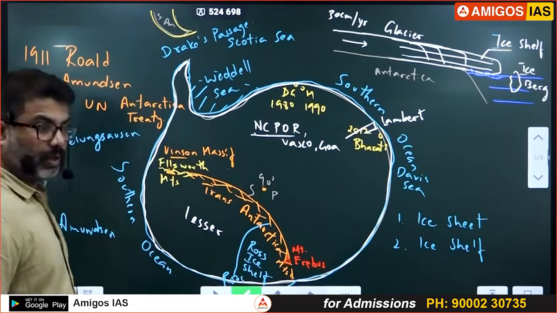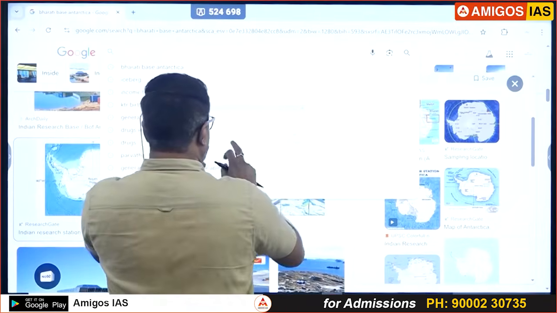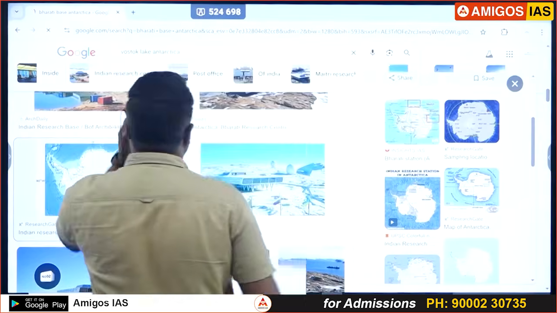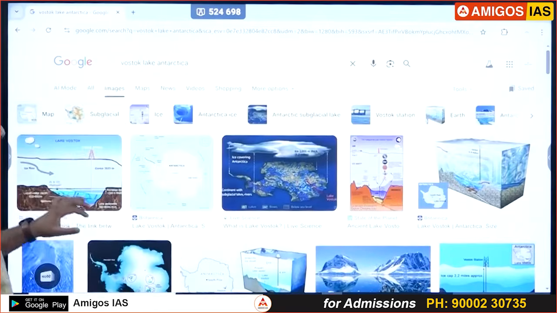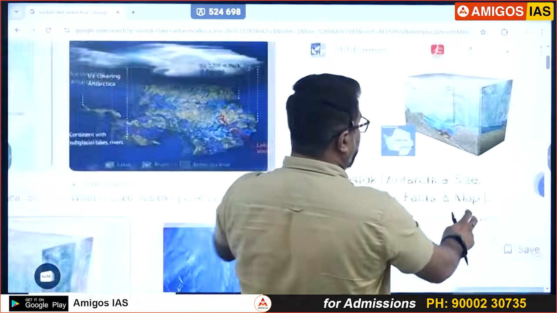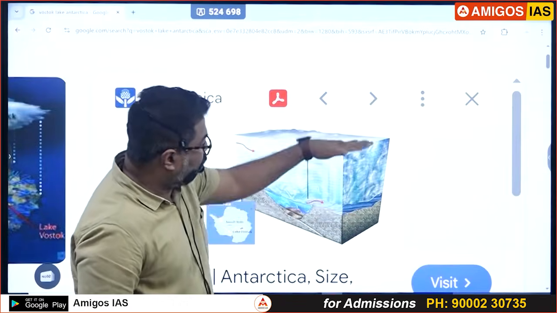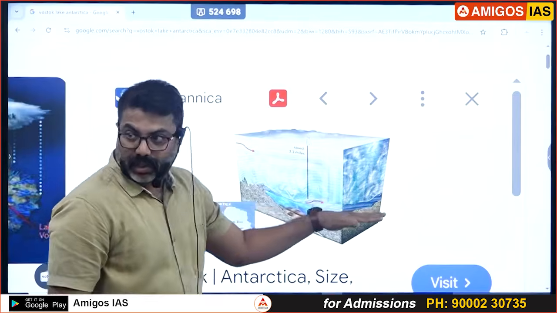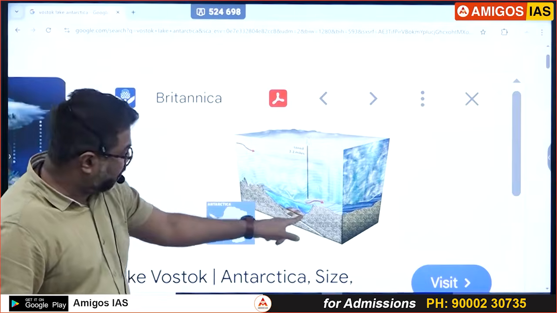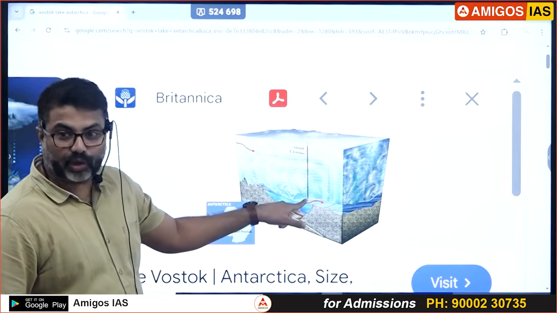Notice Vostok base. I'll show you that. Below Vostok, there is a lake, Lake Vostok, in Antarctica. It is a subglacial lake. Do all of you understand what subglacial is? Notice now: this is the ice, this is Antarctica, and above Antarctica there is ice, almost 2.2 miles, almost 4 kilometers of ice. Below that, there is a lake. That is Lake Vostok.